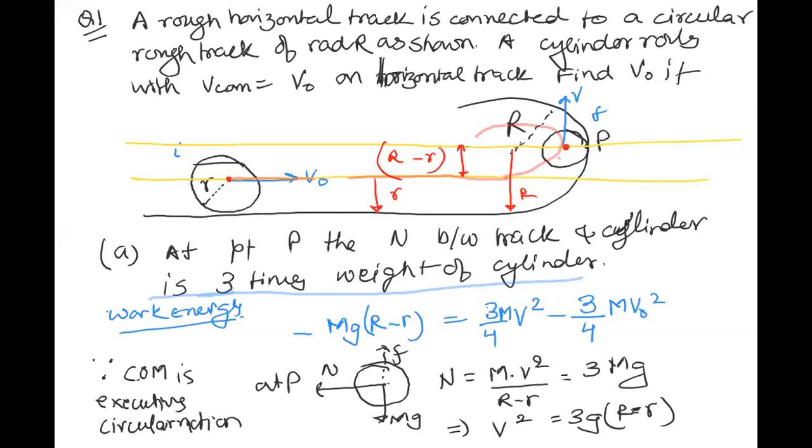आया समझ में अभी सबको? I hope it's clear. Now you substitute this value of v square here और कितना आ रहा है? आर्यन का सही आंसर आया मेरे ख्याल से, 13gr minus r by 3.